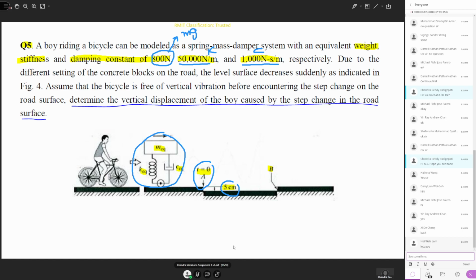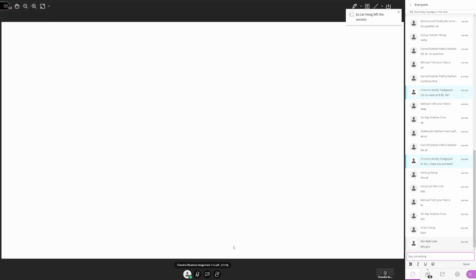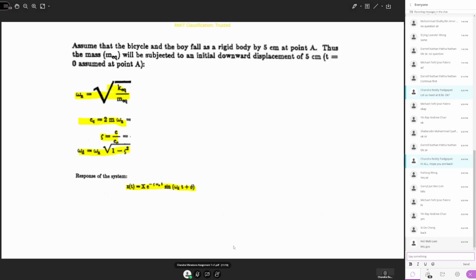So how are we going to do this? Basically we need to find the response of the system. So to get the response of the system, first, based on the data given, we can calculate the natural frequency of the system. So what is given?